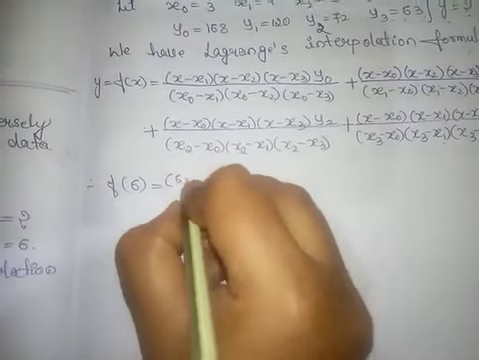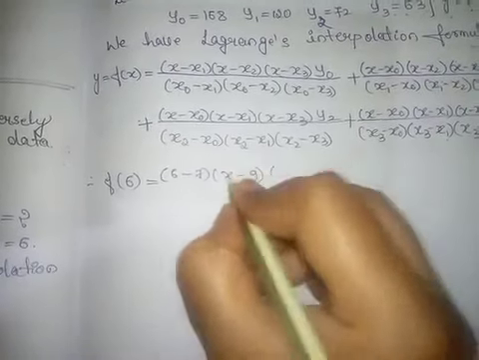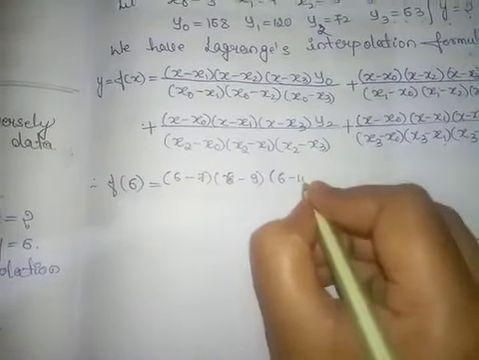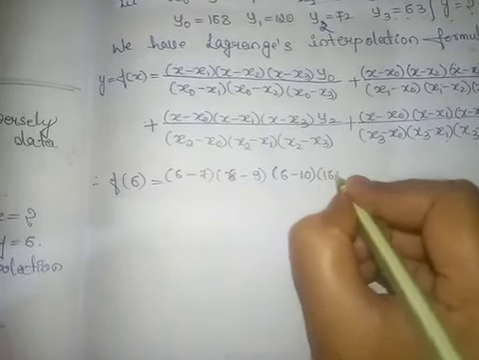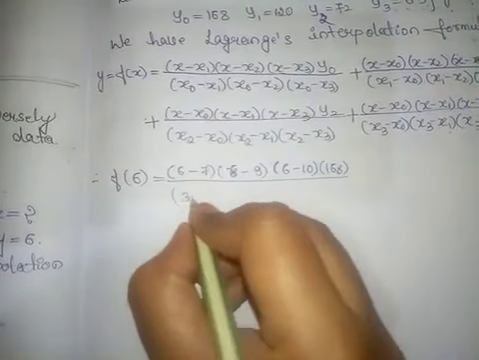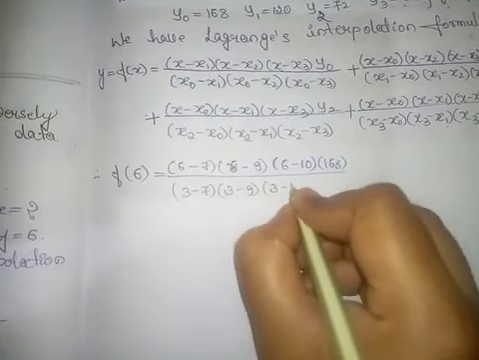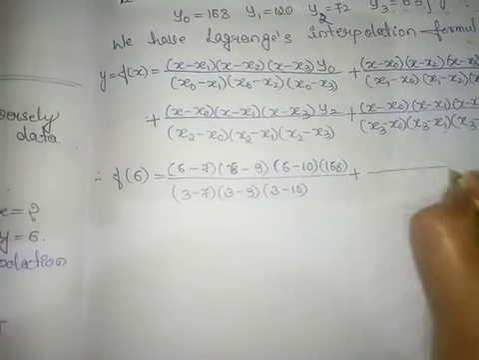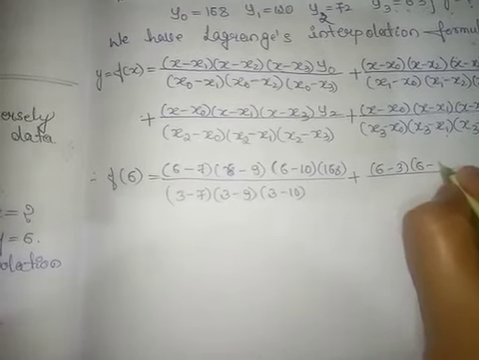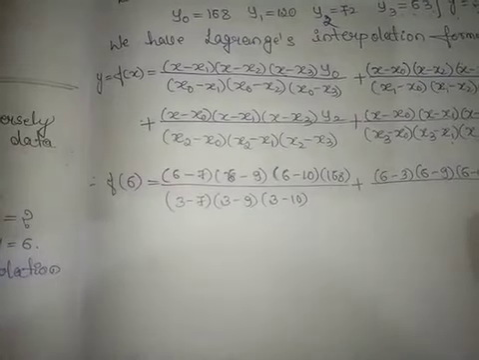The x value is 6: (6 − 7)(6 − 9)(6 − 10) into y0, which is 168, divided by, here x0 is 3: (3 − 7)(3 − 9)(3 − 10), plus the next is (6 − 3)(6 − 9)(6 − 10) into y1, which is 120.